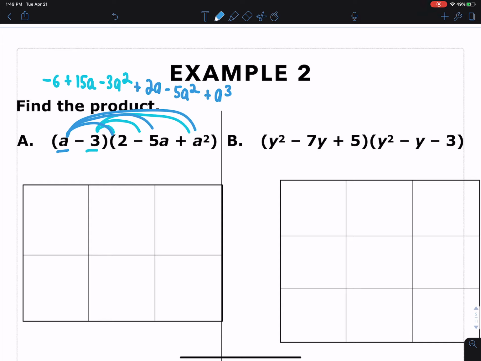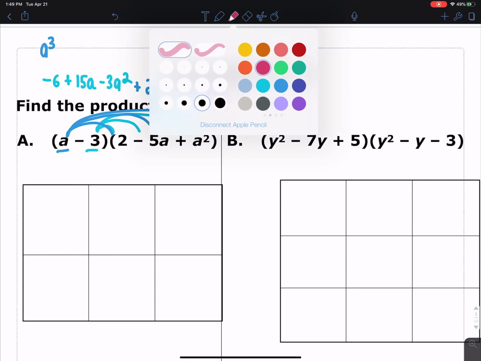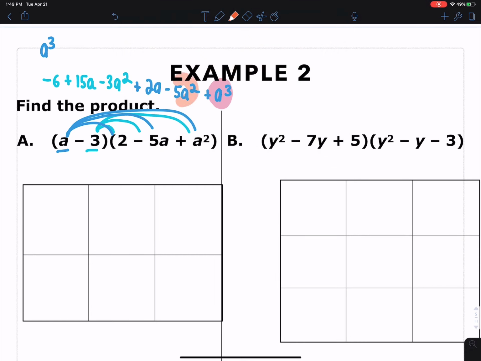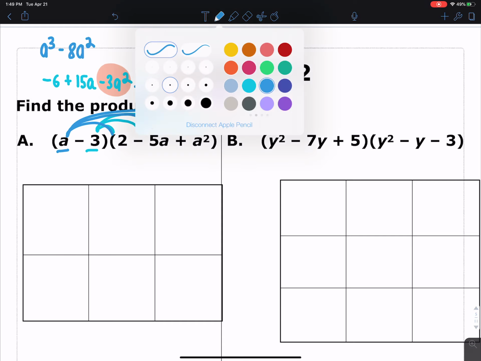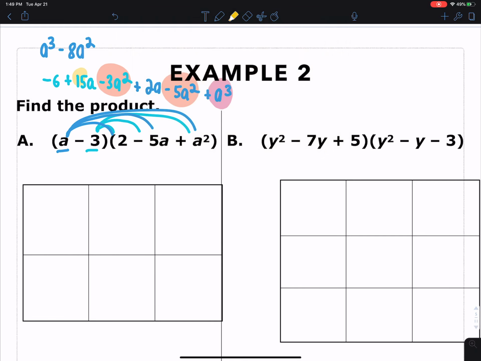So then it kind of becomes like the addition and subtraction problems, addition problems technically, where we're going to combine our like terms. So we have an a to the third. There's nothing to combine that with. So our final answer is going to start with a to the third. And next highest exponent is going to be a squared. We have a negative 5a squared and a negative 3a squared, which would be minus 8a squared. Next highest exponent would be a to the first power, so 15 and 2 is going to be 17a.